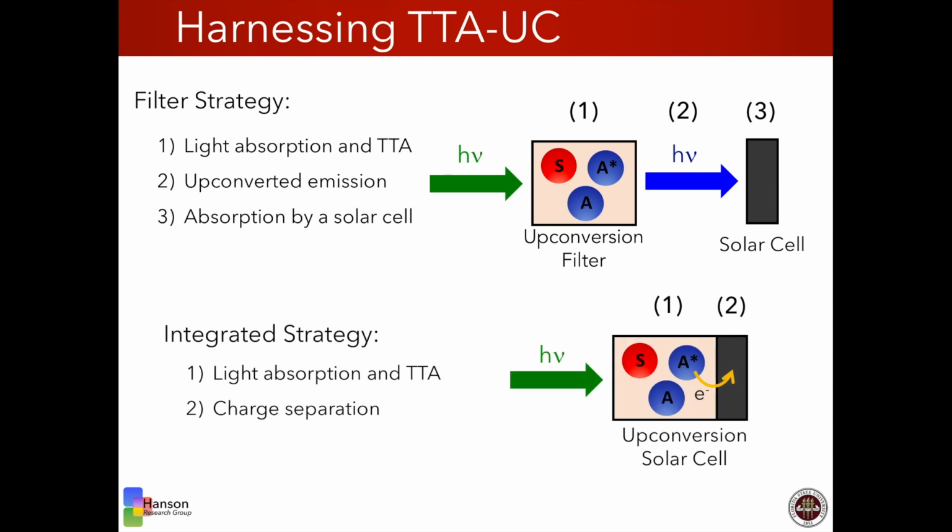However, if we can directly integrate this process into a solar cell, then we can have light absorption and triplet-triplet annihilation within the solar cell architecture and direct charge separation at the interface so that we can collect the electrons as photocurrent.